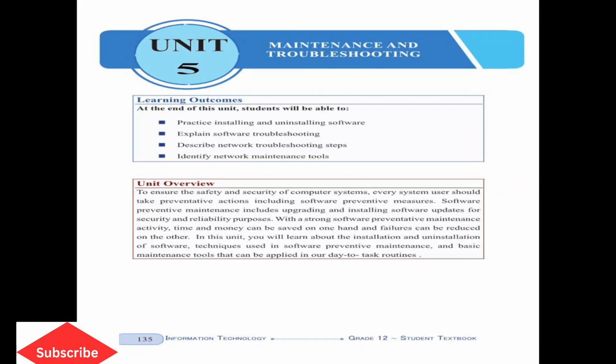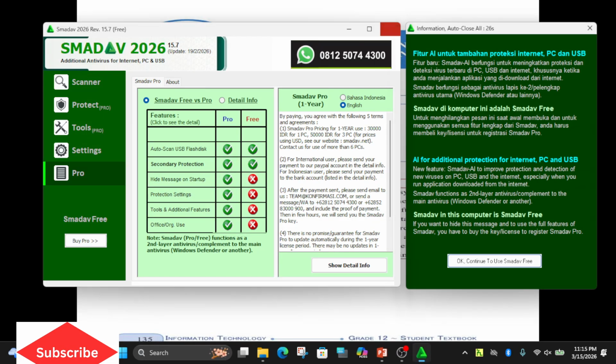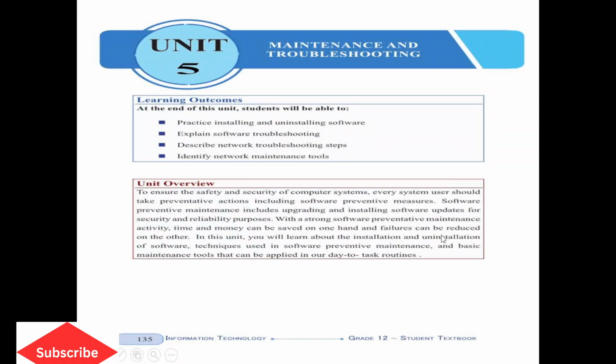Unit overview. To ensure the safety and security of computer systems, every system user should take preventive actions, including software preventive measures. When we use digital systems, including computer systems, in day-to-day activity, we have to take care and make the right safety choices. Software preventive maintenance means choosing the right precaution methods to protect our computers from failure.